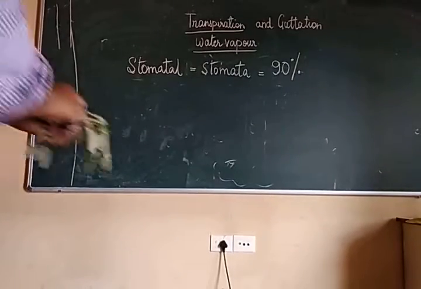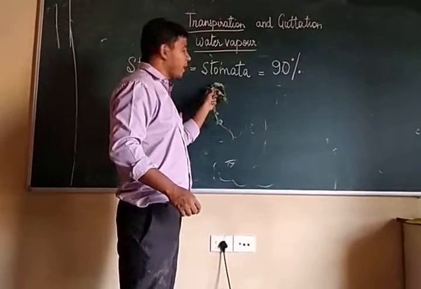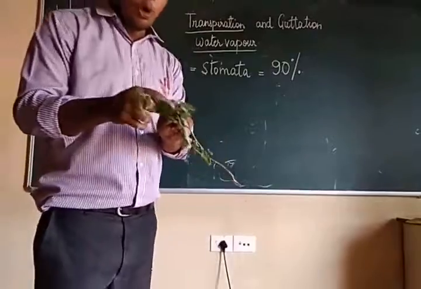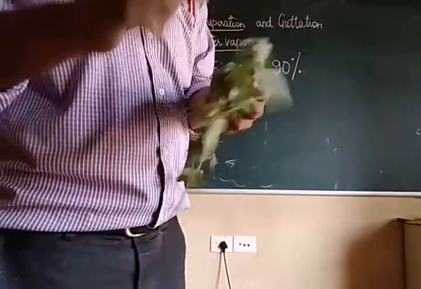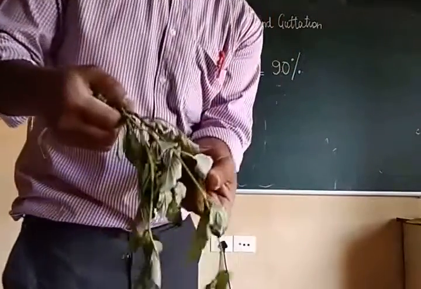Okay, so this was stomata which we were doing. Now 90% of water is lost through stomata. Now where are these stomata present? They are present in the leaves as openings. But one thing you have to remember, if you see these leaves, they have two sides, one upper side and one lower side.